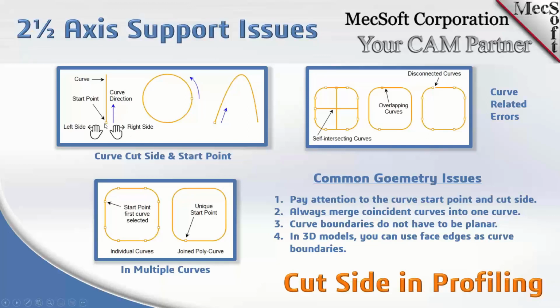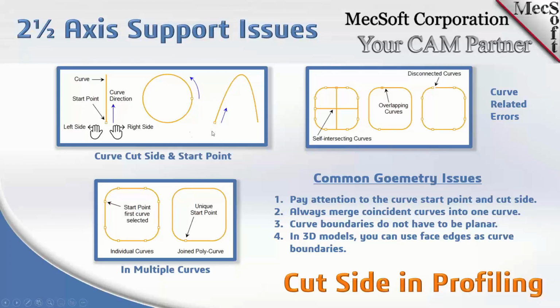If you picture yourself standing on that start point, looking in the direction of the curve, just use your right and left, and that will determine which side the cut is going to be on. If you select right side, it's going to be on this side. Left, obviously, will be on the opposite side. It's all determined based on where the start point is.